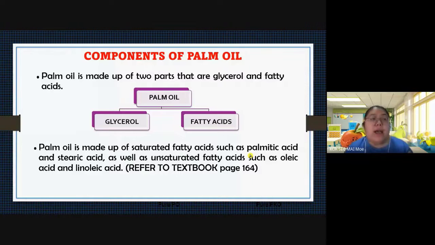We do know what the acid is. You just need to know the name of it. So from here, you just remember for saturated acid, what do they have? Palmitic acid and also stearic acid. For the unsaturated acid, we have oleic and also linoleic acid. You can refer to your textbook, page 164, just for knowledge. For the exam, they never ask about all this detail. They just ask you that palm oil is separated into two. What is that? Glycerol and fatty acid.